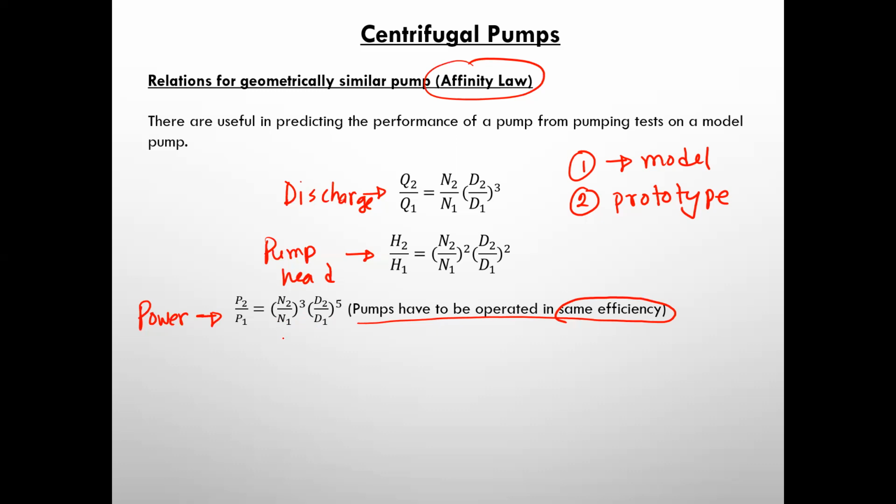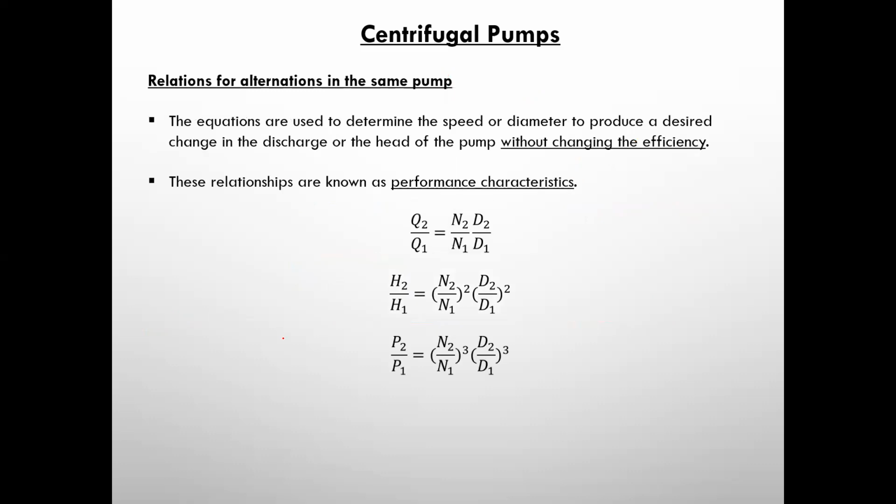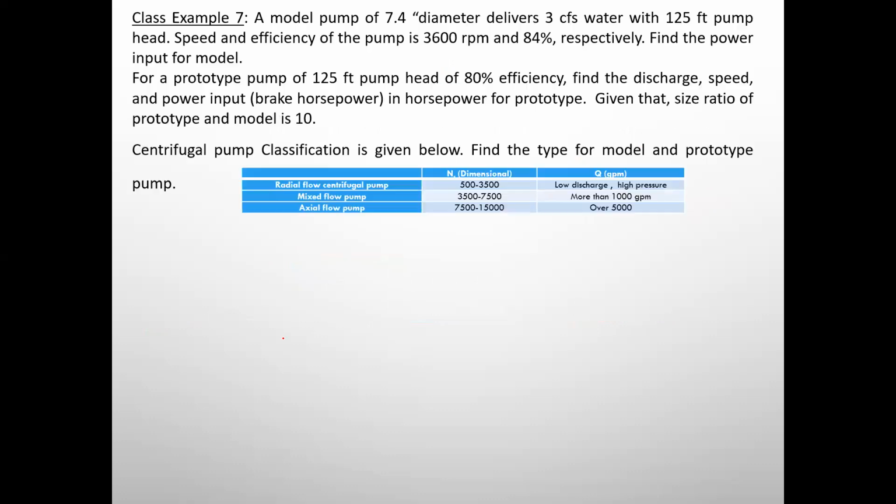Okay, so let's start working on class example 7. And I will discuss the set of equations for the alteration in the same pump before I start working on class example 8. For class example 7, it says that a model pump of 7.5 inch diameter delivers 3 CFS water with 125 feet pump head.